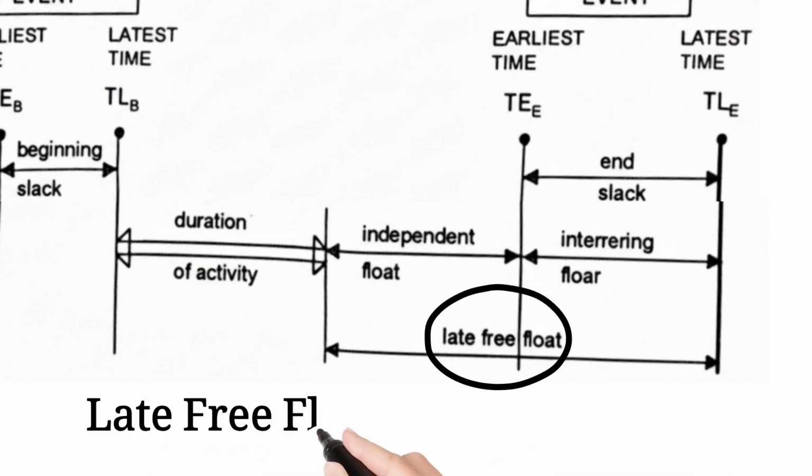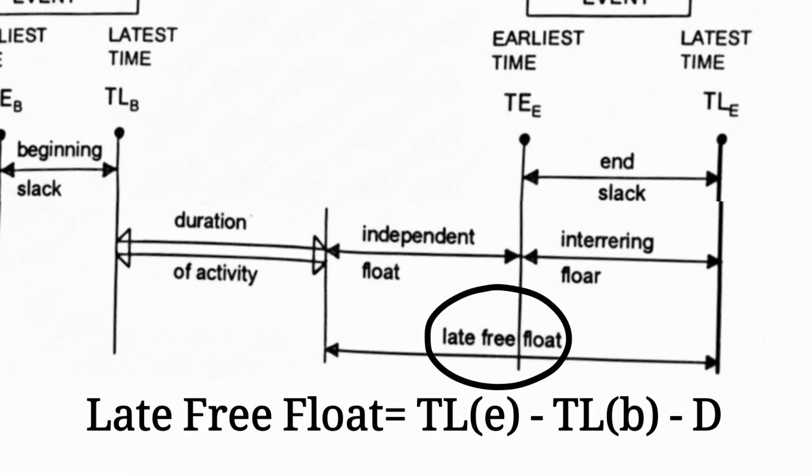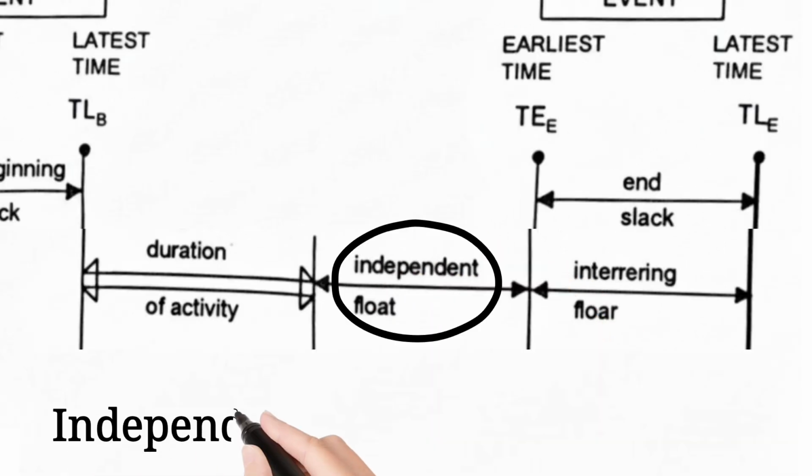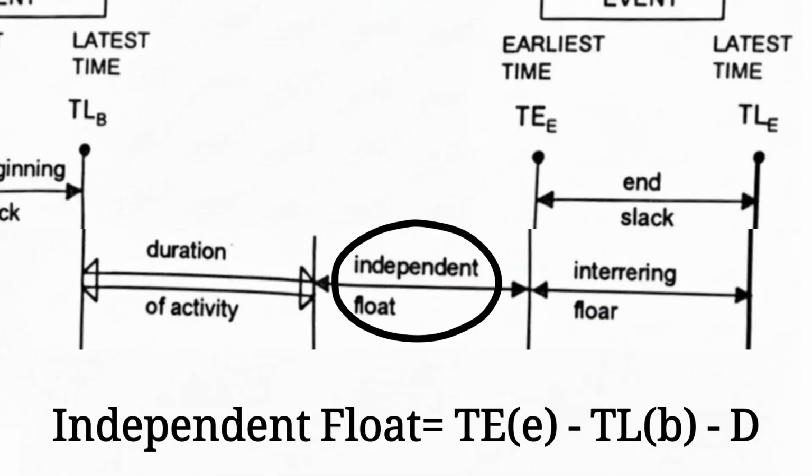Late free float, on the other hand, flips the script. It asks, if we already started this activity late, how much free time do we have within this new tighter schedule? And finally, the most protective measure, independent float. This asks, if everything before this activity finished late and we want everything after it to start early, how much wiggle room is left just for this task? It is the float that is truly yours, no matter what happens elsewhere.